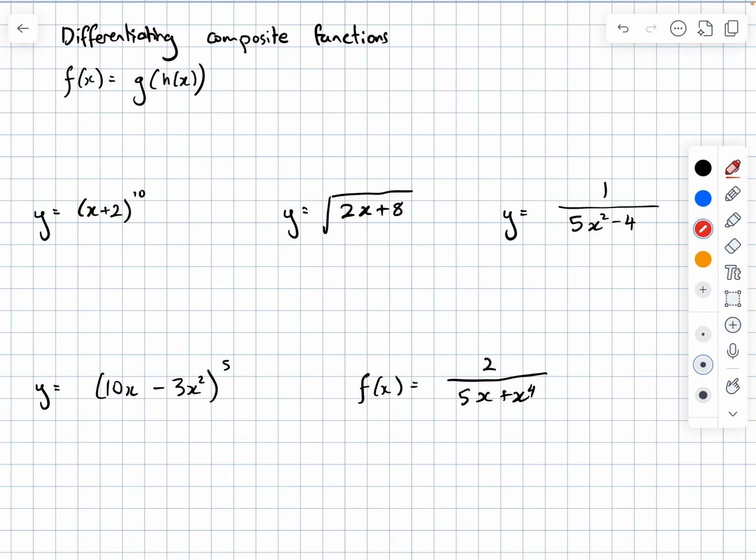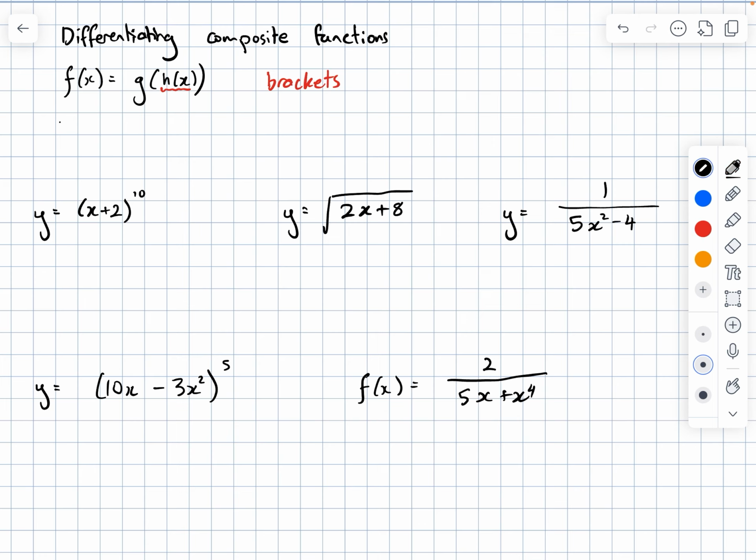You'll be asked to differentiate something called a composite function. A composite function is when you have a function inside of another function. And I like to think of these as questions that contain brackets.